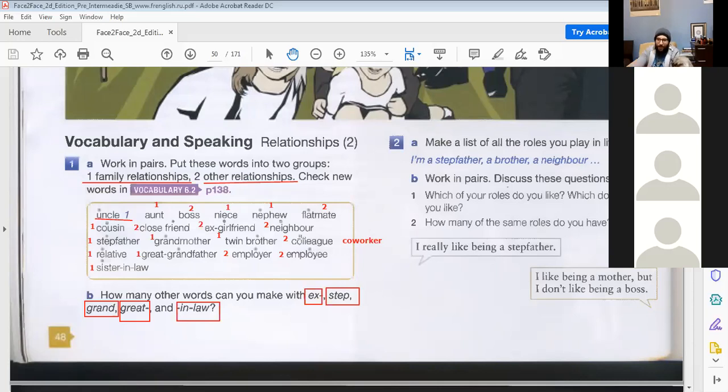So okay, let me show you how a son-in-law works. So let's say this is the woman. So this is the woman, okay, right? And these are her parents.